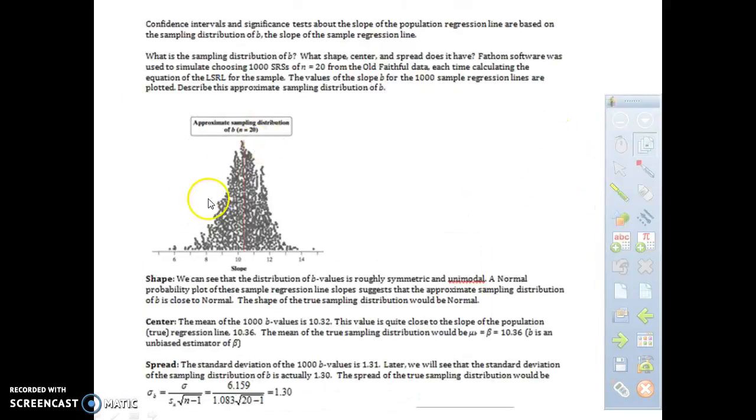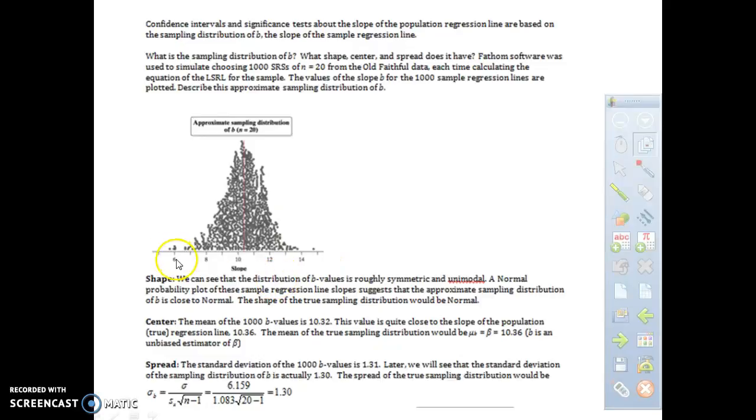Okay, so what does the sampling distribution of b look like? We took 3 samples a minute ago of size 20. Here, it's basically done with a computer program. We have 1,000 samples that have been generated, the sample regressions have been run, and then we have the slopes from each of those 1,000 samples. So remember, this is just an approximation of the sampling distribution. The actual sampling distribution would be every single sample of size 20 from the population, and we would get every single slope from that.